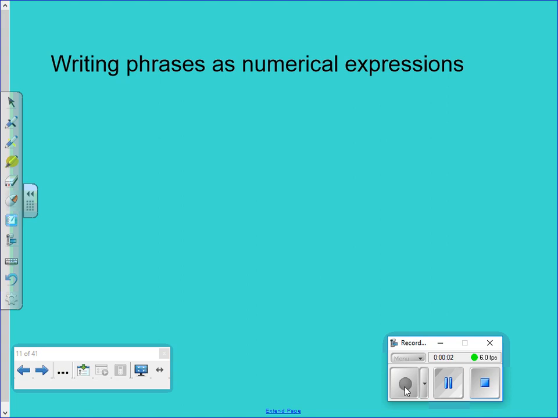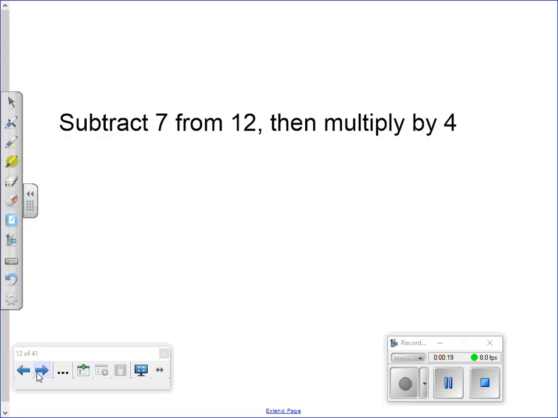All right, we just learned how to change numerical expressions into phrases or words. So now we are going to do the opposite. We are going to start with a phrase and write them as numerical expressions, like this. Just like before, there is more than one correct answer often. A few key things we want to remember.